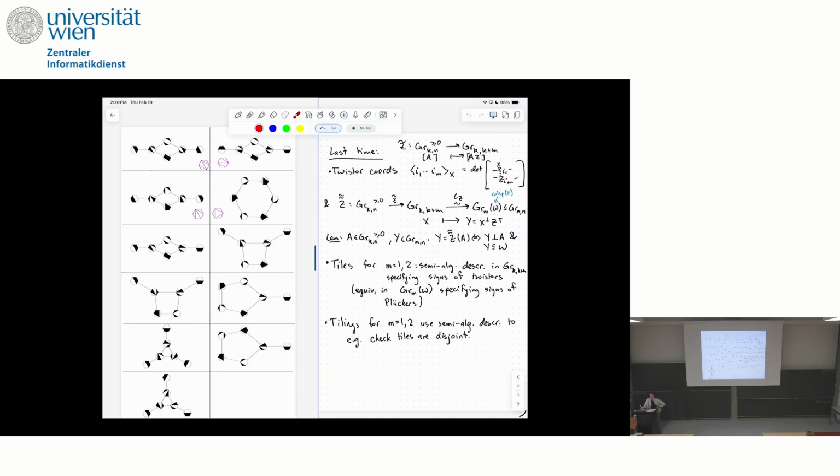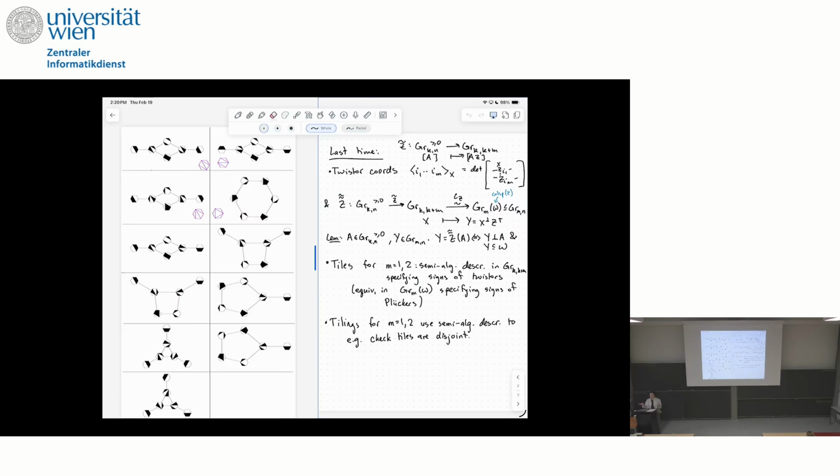Right, and then I didn't actually talk that much about tilings. I mean, I said, okay, we have this characterization for m equals 2 of exactly what the tilings are related to the hypersimplex. Maybe what I should mention is, proving stuff about tilings is way easier once you have a semi-algebraic description of the tiles.